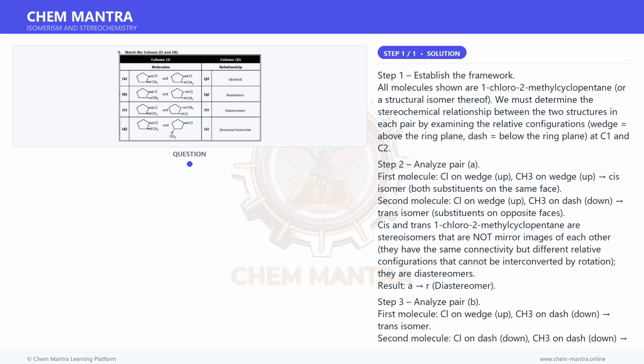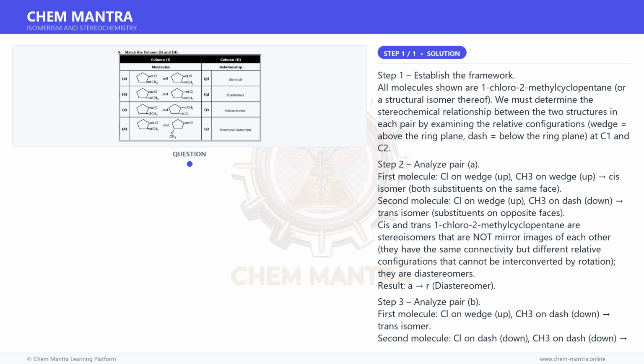Again, one is cis and the other is trans 1-chloro-2-methylcyclopentane. Same connectivity, different relative configuration, not mirror images of each other, diastereomers. Result B-R, diastereomer.